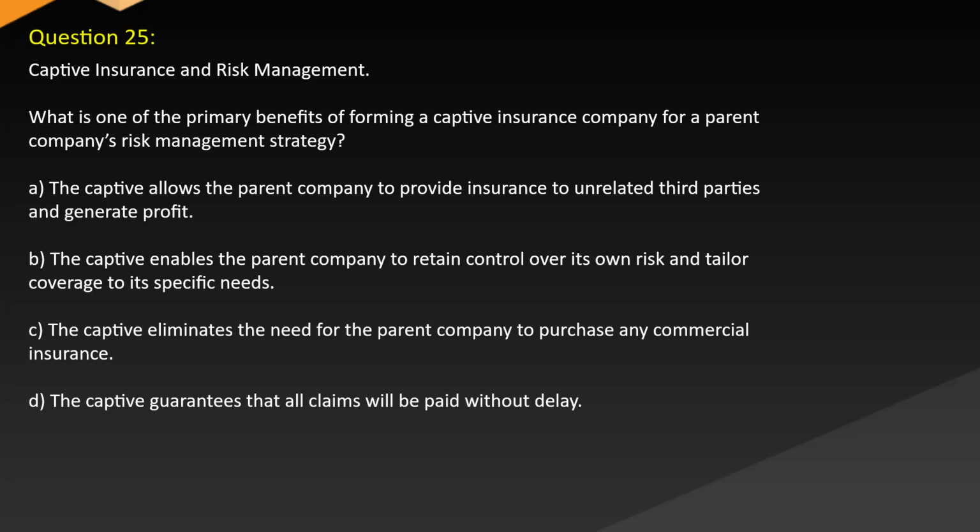Question 25. Captive insurance and risk management. What is one of the primary benefits of forming a captive insurance company for a parent company's risk management strategy? A. The captive allows the parent company to provide insurance to unrelated third parties and generate profit. B. The captive enables the parent company to retain control over its own risk and tailor coverage to its specific needs. C. The captive eliminates the need for the parent company to purchase any commercial insurance. D. The captive guarantees that all claims will be paid without delay.